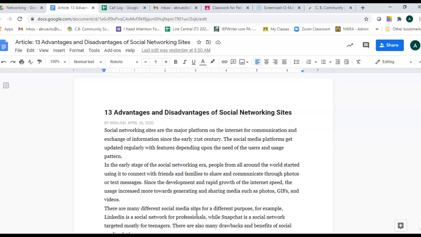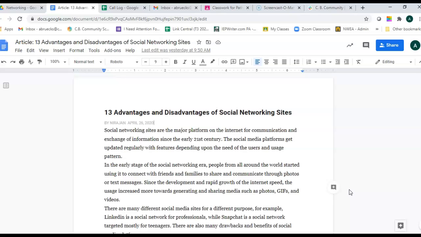You can read along quietly as I'm reading it. And then you'll respond to the assignment that I have posted, where I want you to talk about one advantage and one disadvantage and how it affects you. So follow the directions on that, and let's get started.